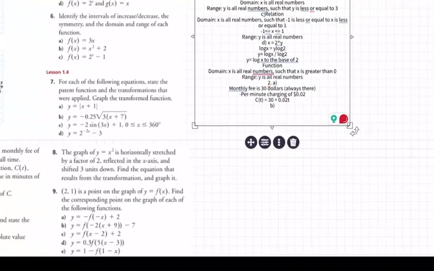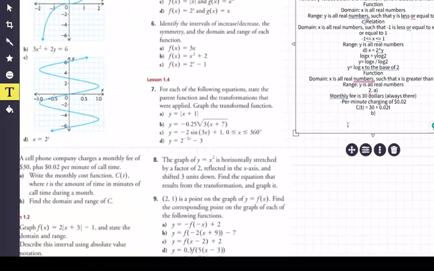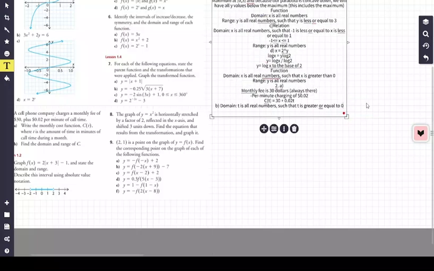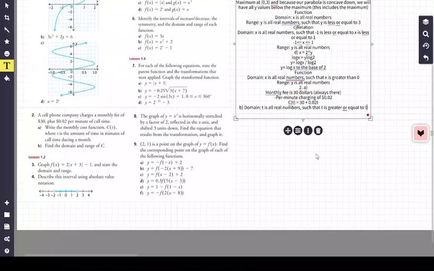So right away, time cannot be negative. So we can't have negative minutes. So t has to be greater than or equal to 0. So domain, t is all real numbers such that t is greater than or equal to 0. Because it makes sense if we don't have any call time, right? That works. It just doesn't make sense if we have negative.